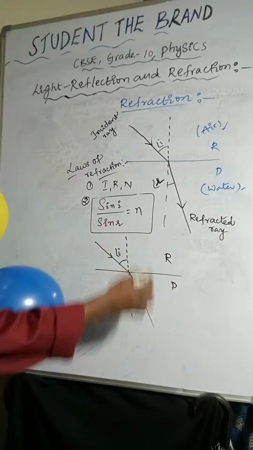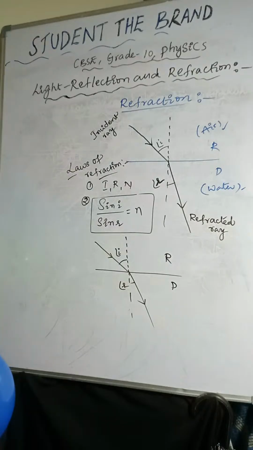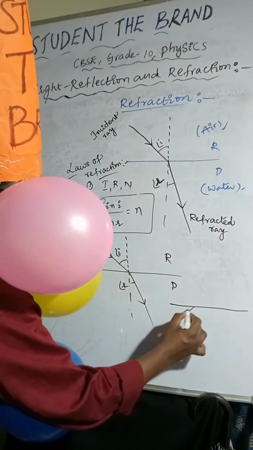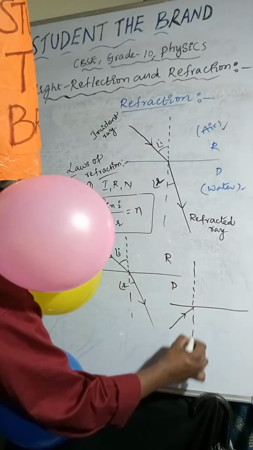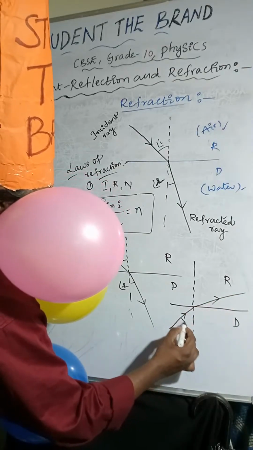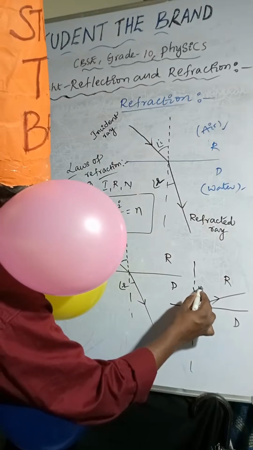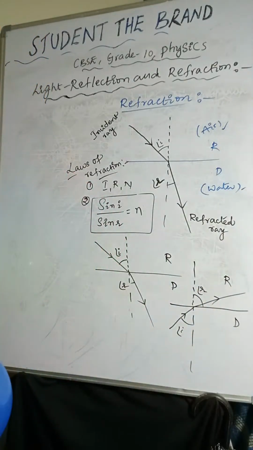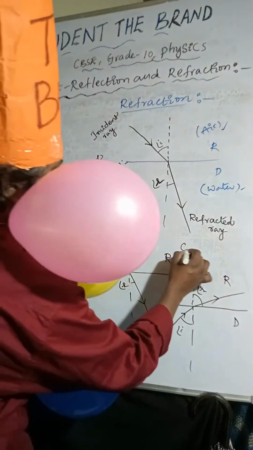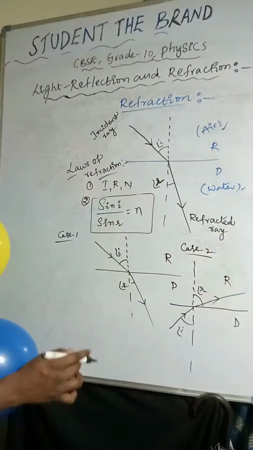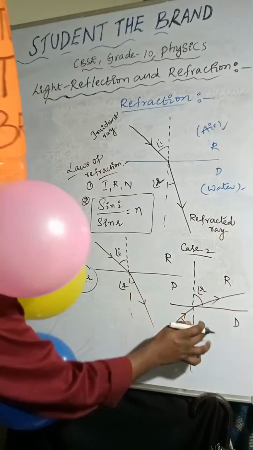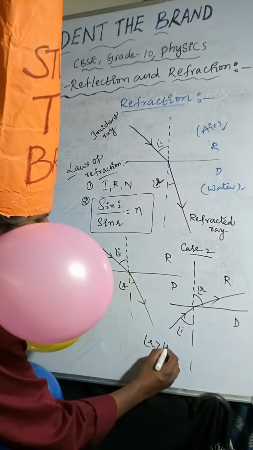The light ray is passing from rarer to denser. If it is passing from denser to rarer, what happens? Taking it like this, with a rarer medium and a denser medium, it moves away from the normal line. This is the angle of incidence and the angle of refraction. In case 1, the angle of incidence is greater than the angle of refraction. In case 2, the angle of refraction is greater than the angle of incidence.